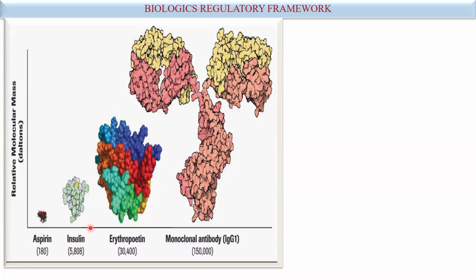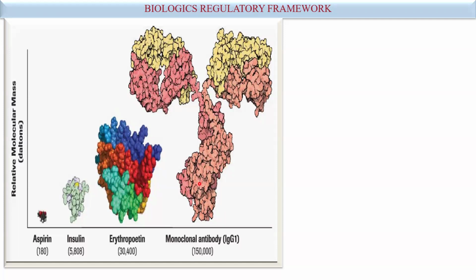When you come to the large molecules, which are biological source molecules like insulin, the molecular mass is 5808 Daltons. You can imagine 180 versus 5808. How much differentiation. Insulin has around 51 amino acids, and erythropoietin has around 30-some amino acids.